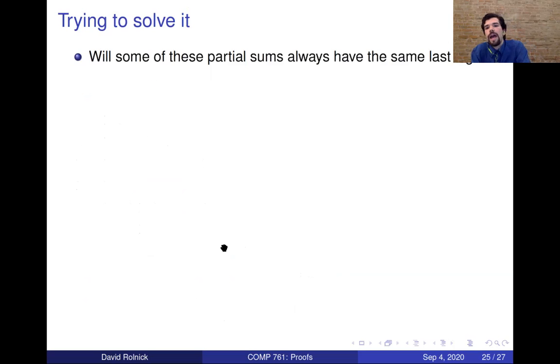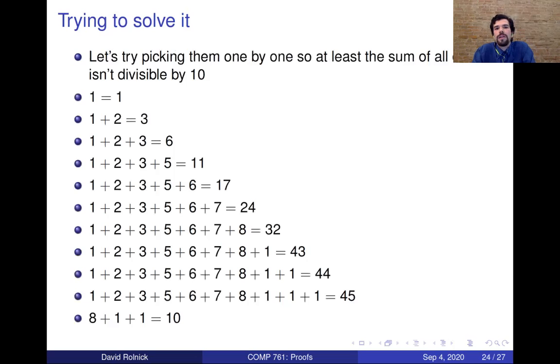Sorry, yeah, will some of these partial sums always have the same last digit? Yeah, because we have 10 elements. So, wait, let's go back here. We have 10, what are the things we have 10 of? Trying to show that out of all of these sums, two of them have to have the same last digit. This is our going backwards. If we could prove it, this would be really nice. It would make us happy.